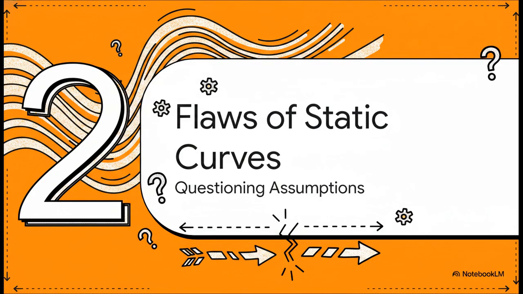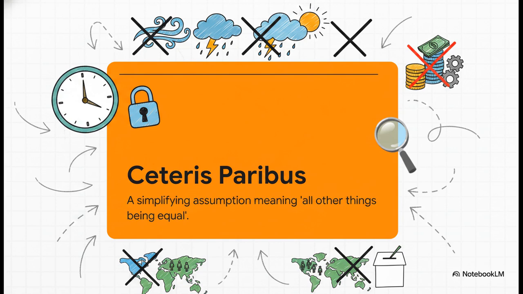Moving on to Section 2, flaws of the static curve. So the fatal flaw of the classic curve really comes down to two Latin words, ceteris paribus. It basically means all other things being equal. To make that neat 2D graph work, economists actually have to assume that while price and quantity change, literally everything else, technology, the weather, politics, hits the pause button. It's like trying to understand a super fast-paced basketball game by only looking at a still photograph. It freezes the whole world in a vacuum.